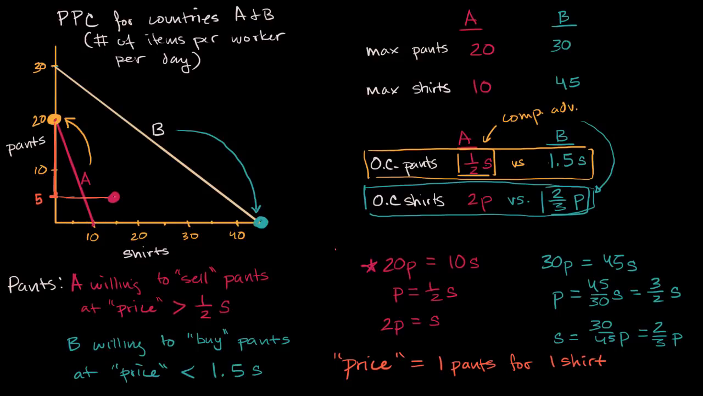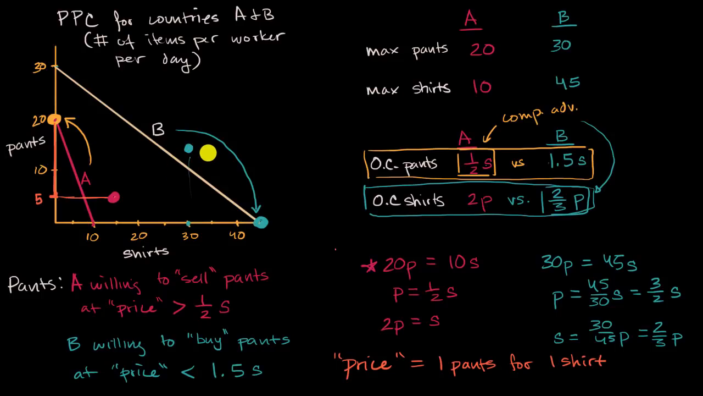Likewise, country B was over here with 45 shirts. It gave up 15 of those shirts. It now has 30 shirts, but it now has 15 pants. At least some of the people in the country are going to be able to wear pants now. Once again, it too is at a point beyond its production possibilities curve. It would not have been able to get here without the trade. So they are both better off.